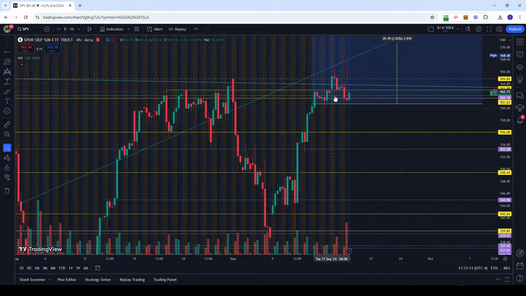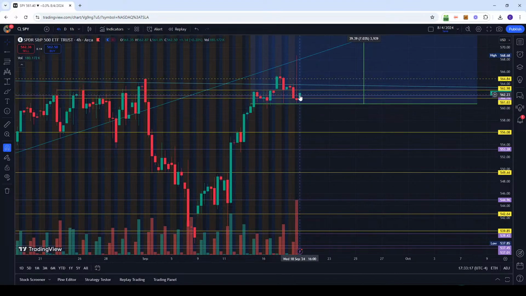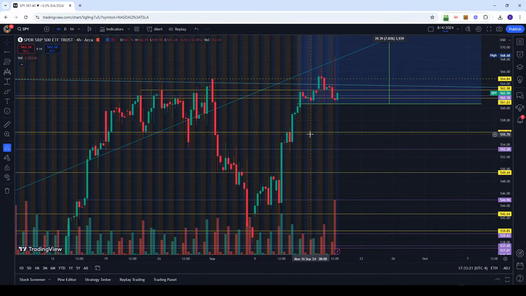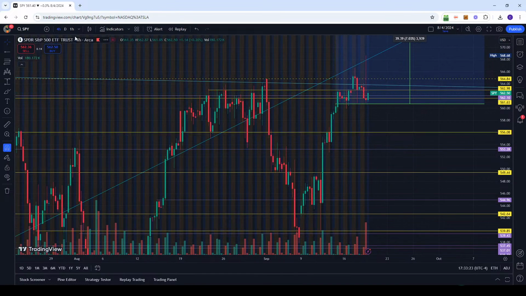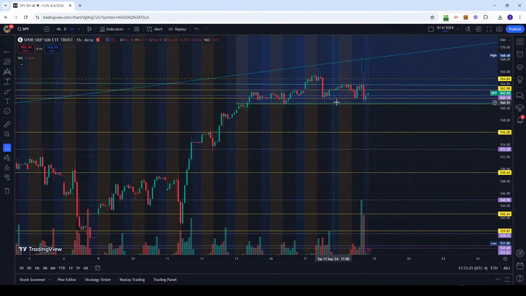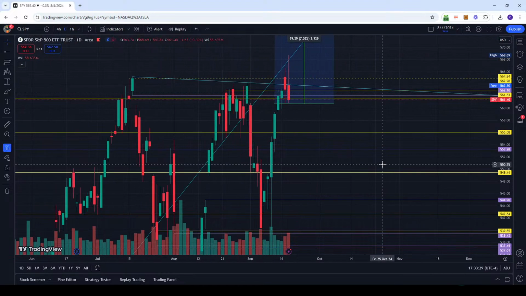We are still trying to hold this bull flag here. That being said, there's a lot of risk going on there, because if we break this support, you can see we very quickly can head to the 556 level and very quickly can move lower than that. So we'll be watching that closely in the coming days, see how that shakes out.